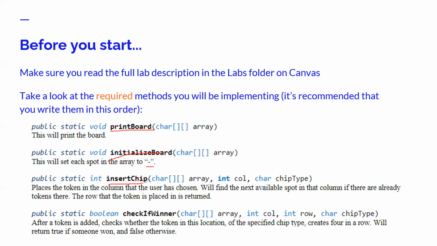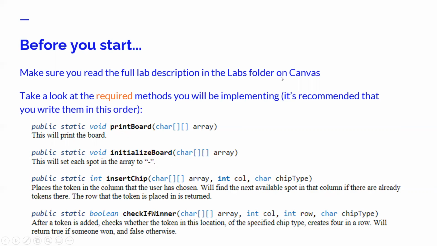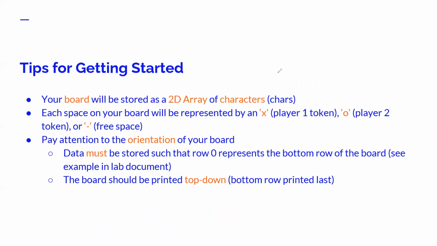The next thing is insert chip. This one's a little trickier because we get a column that the player wants, and with that column you just keep checking the rows and see if you can place it in there. And then you check if winner. Checking if there's a winner, you just check to see if there are 4 in a row anywhere. But good news is that we don't have to worry about diagonals. You only have to worry about horizontal or vertical 4 in a row.